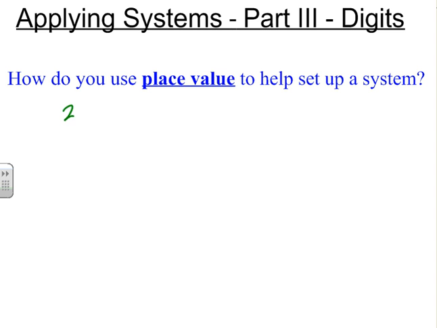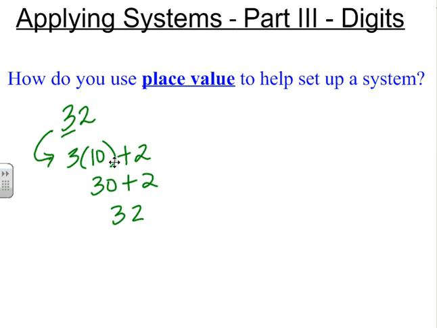Let's take the number 32 as an example. When we look at the number 32, if we were to put it in expanded notation, because the 3 is in the 10 spot, we would say 3 times 10 plus 2, and 2 is in the 1 spot. Together, that would give us 32. That takes us from expanded notation to what we normally call numerical notation.